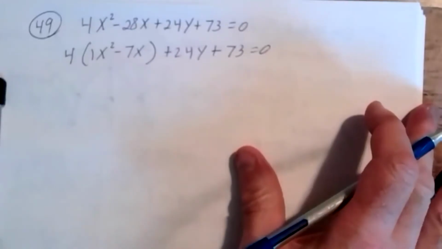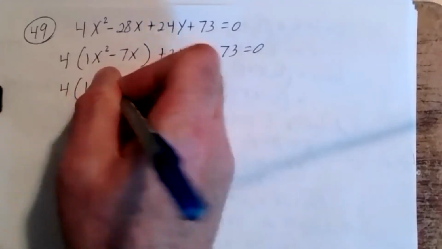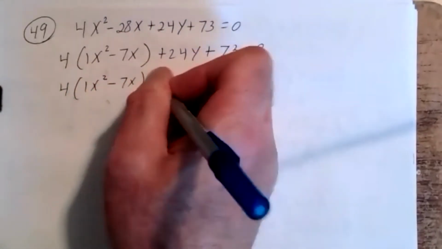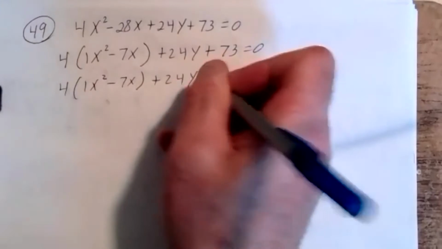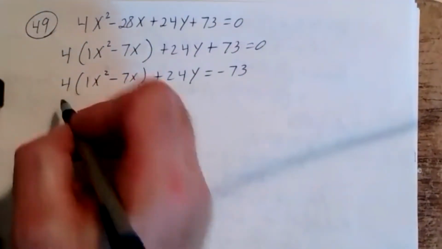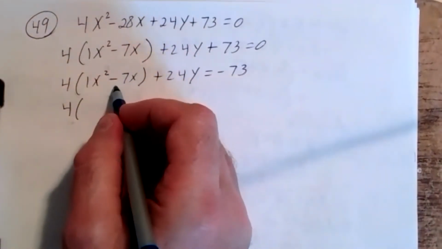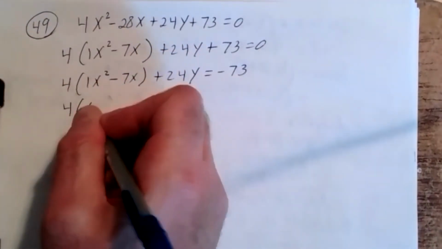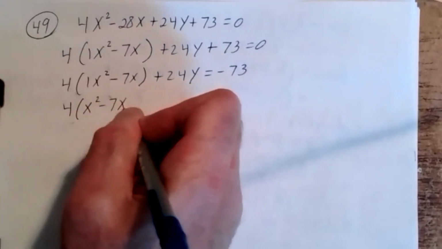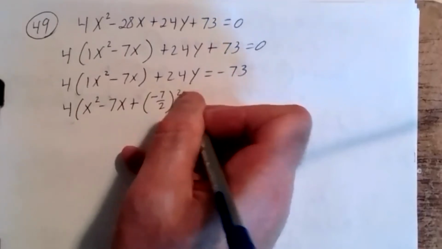Next thing we can do is maybe move the constant over to the right side of our equation. And now we can complete the square on x. To complete the square on x, we add the square of half the linear coefficient to the binomial here. So that means we have to take half of -7 and square that.